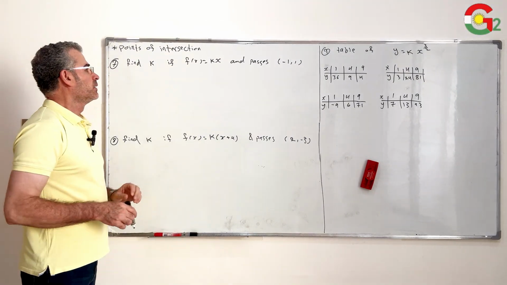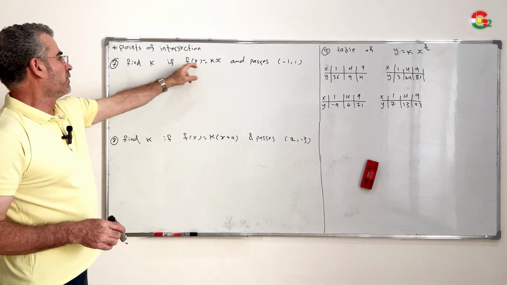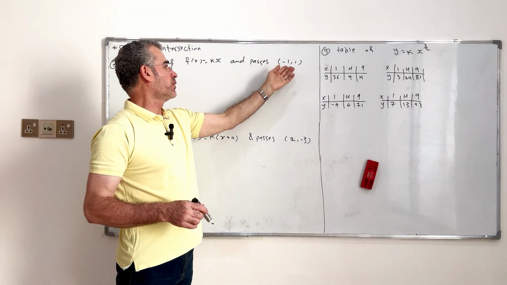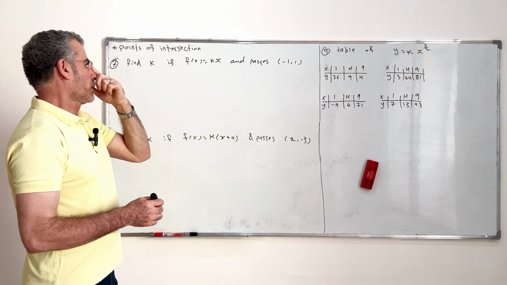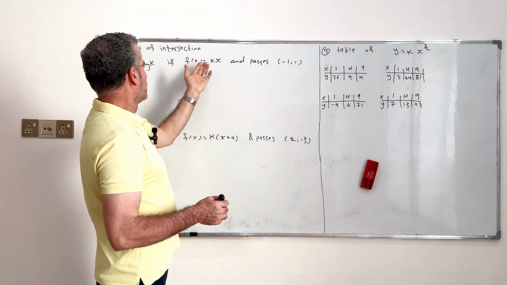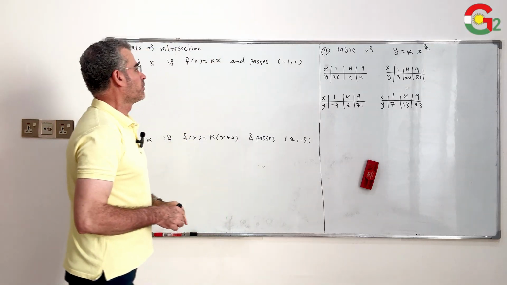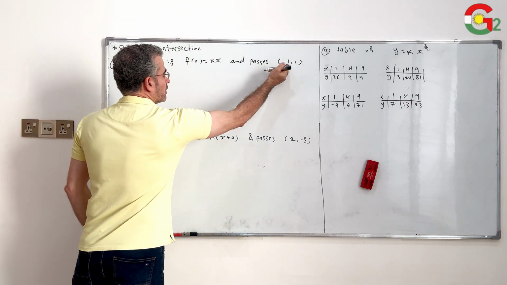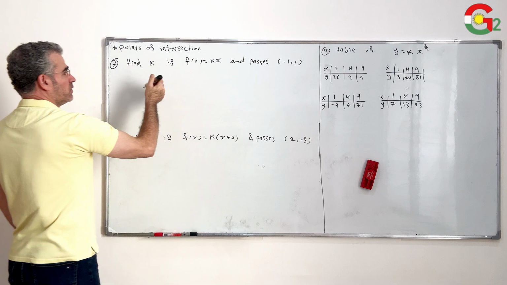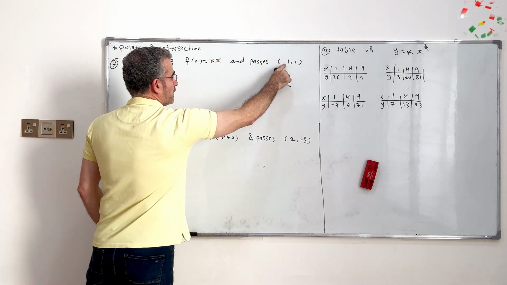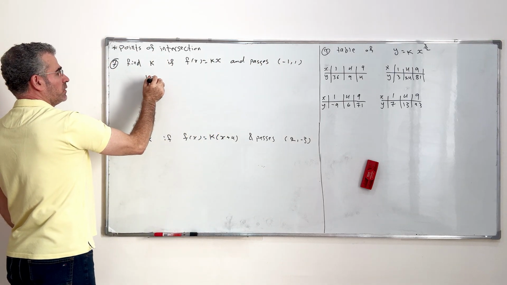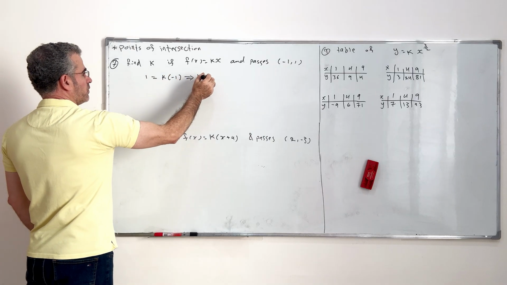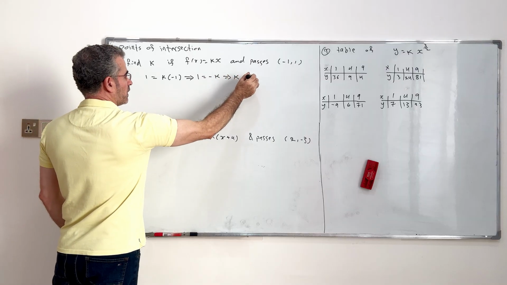Example number 7. Find the value of k if f of x equals kx and the graph of this function passes through the point (negative 1, 1). Since the graph passes through the point, then the point satisfies this function. I can easily substitute this point in this function and find the value of k. When y is 1, x equals negative 1, then 1 equal to k times negative 1. This gives me 1 equal to negative k, then k equal to negative 1.